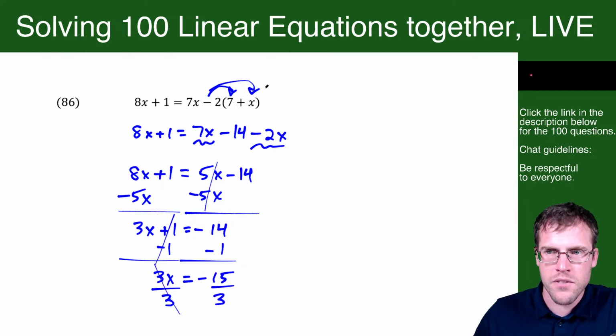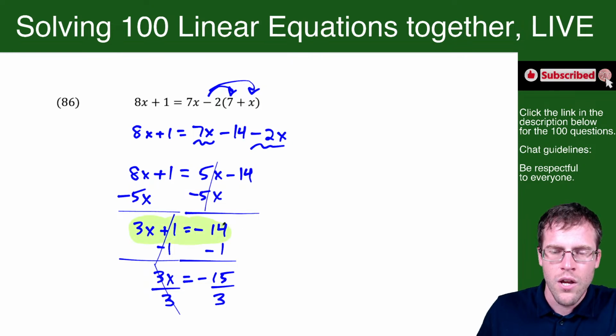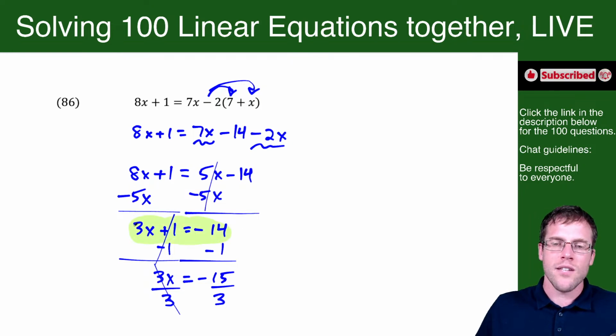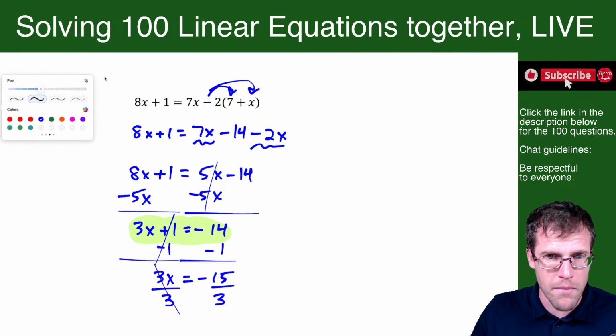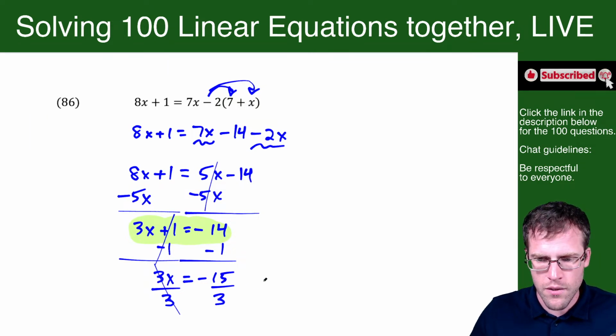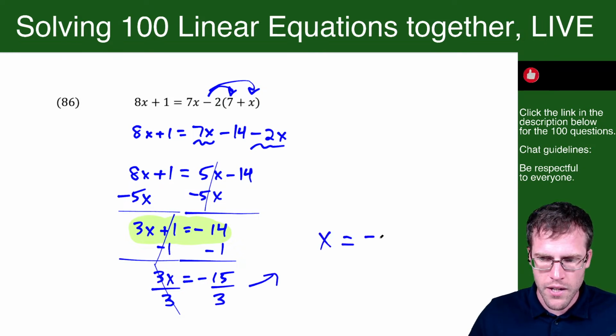Remember, earlier in the live stream, in the video, we did two-step equations. When I see that two-step equation, it is muscle memory at this point. Not that I still can't mess it up, but you do enough of them and it just becomes automatic. Negative 15 over 3 is negative 5.